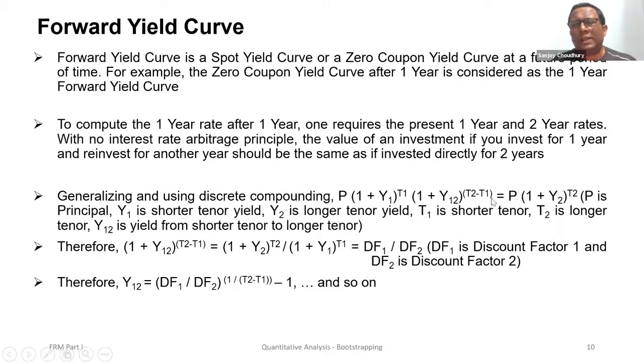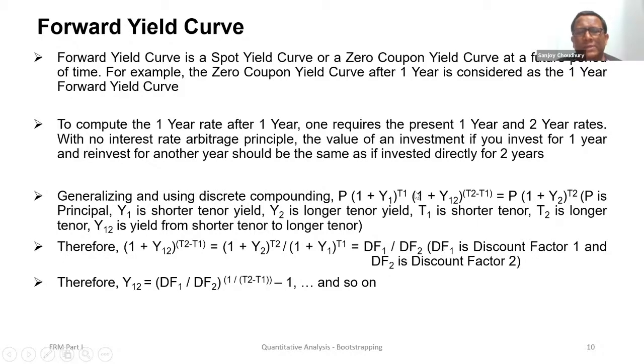So this whole amount should ideally be equal to, if you had invested P amount of funds up to T2 time period at Y2 rate of interest. So P is the principal, Y1 is a shorter tenor yield, and Y2 is a longer tenor yield. And T1 is a shorter tenor, and T2 is a longer tenor. So Y12 is a yield from the shorter tenor to longer tenor, which is a forward yield curve. That means the yield from first year to second year.